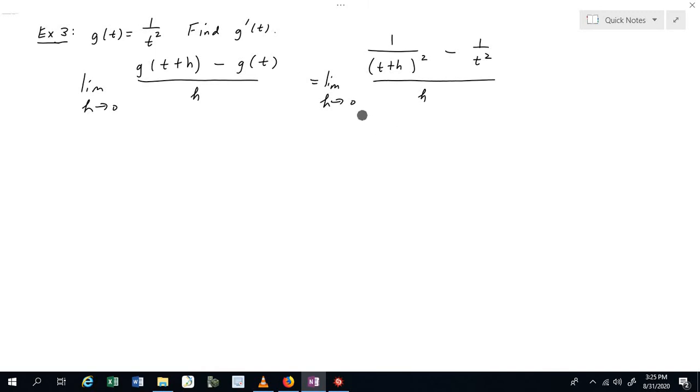Okay, so let's try to evaluate this limit using direct substitution. When I plug a 0 in for h, I get 1 over t squared minus 1 over t squared, so this is 0. And then, of course, the bottom is 0, and so it's indeterminate. So we're going to have to change the form. And I think the key to changing the form here is to make sure that we combine these two fractions on top. And so it looks like we're probably going to need a common denominator.